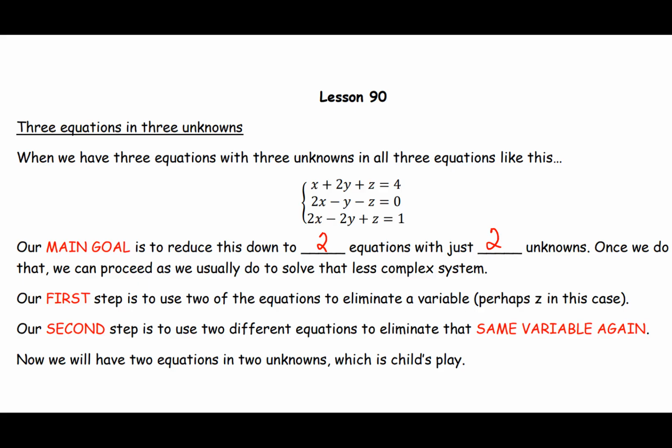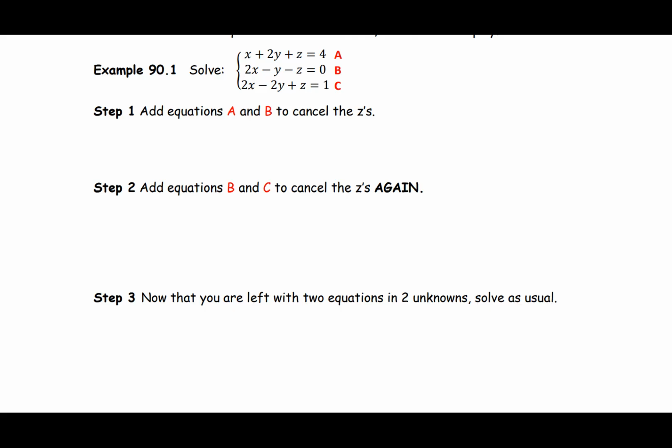But our first step, when we have 3 equations with 3 unknowns, is to use 2 of the equations to eliminate a variable. If you look at these equations, probably the easiest variable to get rid of would be z. You could use elimination. And our second step is to use 2 different equations to eliminate that same variable again. Because once we eliminate z, we will just have x's and y's. We'll have 2 equations, 2 unknowns, and we already know how to do that. So let's see how we would do it. I'm calling them equations A, B, and C just so it's easy to talk about them and give them a name when I say them.